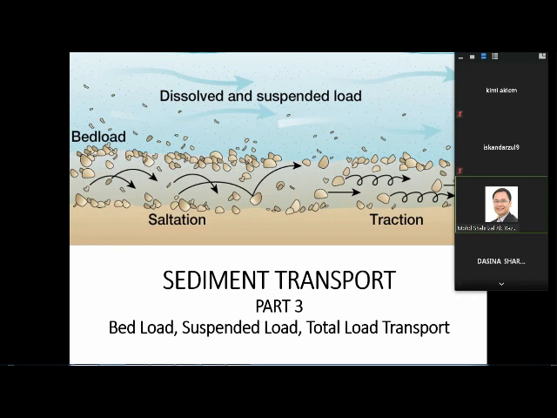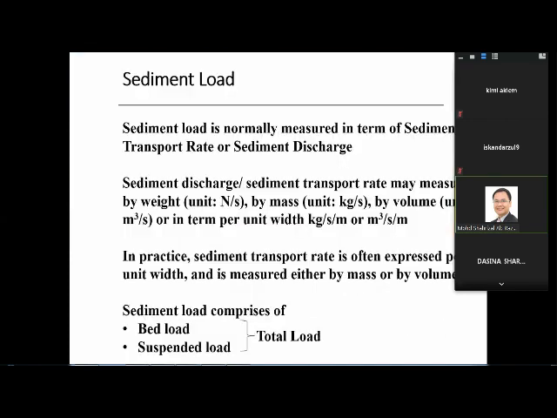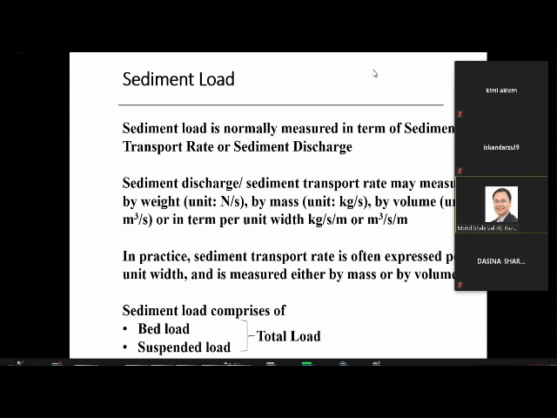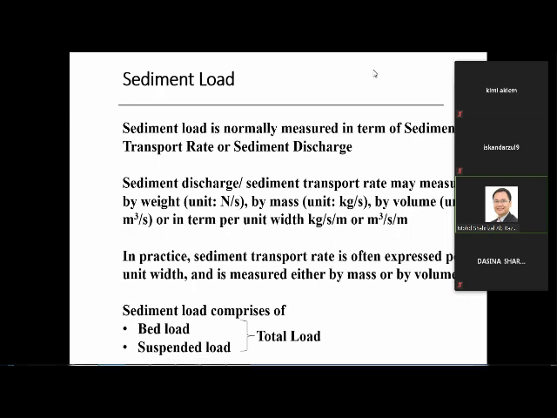Other than that, you also have particles that are always suspended in the water column, yang kecil ni, which make your water turn a yellowish color. It is what we call the suspended load. So what is the sediment load? It is normally measured in terms of the sediment transport rate or the sediment discharge. Kita boleh panggil dia sebagai sediment transport, or also the sediment discharge.